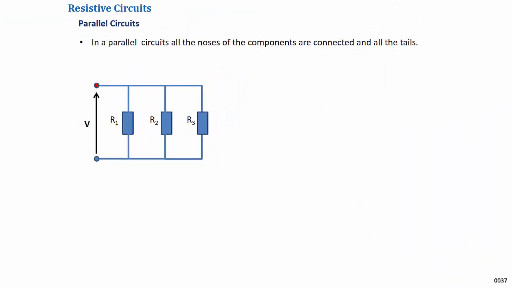A parallel circuit is one in which the noses of all the components are connected together and all the tails are connected together. So in the circuit fragment shown, the three components R1, R2, and R3 are connected in parallel. The potential arrow indicates the voltage across the circuit and hence determines the direction of current flow. It should be noted that in a parallel circuit, the voltage across each component will be the same.